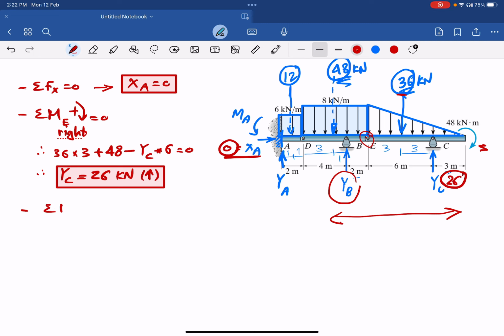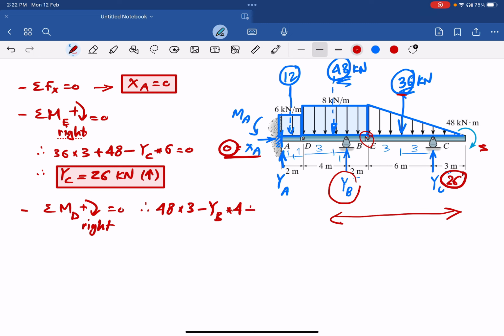So summation of moment at D, clockwise rotation, I assume it positive in this case, for right side, equal to 0. And therefore, let's start. Now you have 48 kilonewton multiplied by this distance, which is 3. And this is clockwise, similar to the assumption, so it will be positive. This is 48 times 3 meter. Okay, minus YB, which is the unknown, times 4 meters, which is this one.